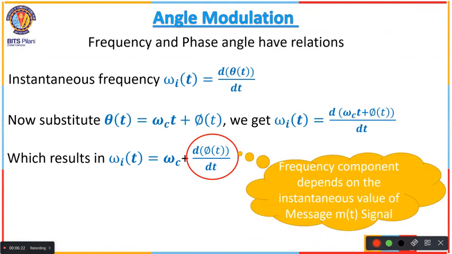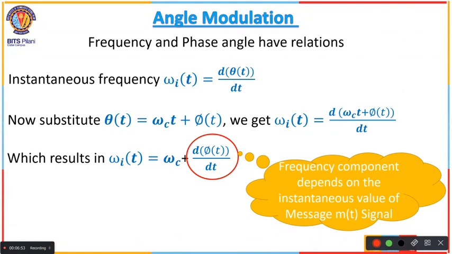I will say this component, d by dt of phi of t, is the frequency component depending on the instantaneous value of the message signal. Now, if I make this proportional to the message signal, I'm getting you the angle modulation in terms of frequency, and I call it frequency modulation.